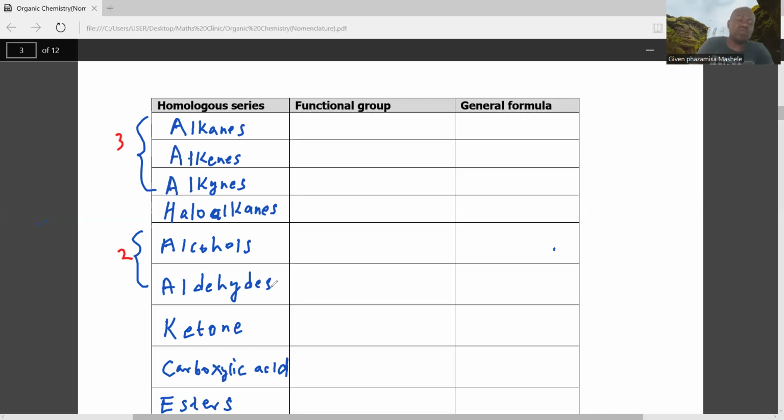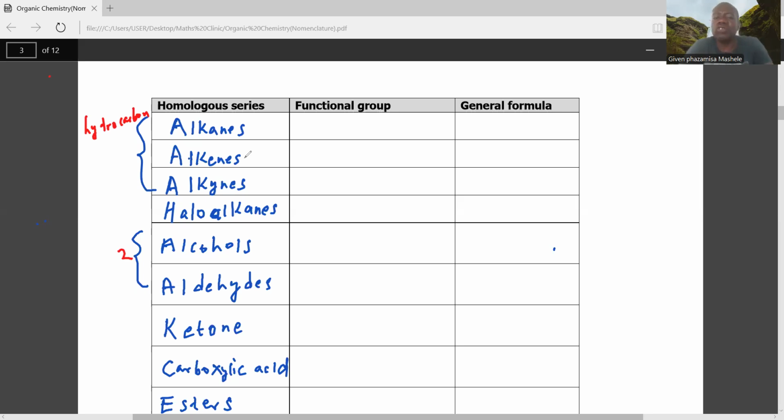Right, I want you guys to listen to me very well. The first 3 homologous series that I've already mentioned, these are hydrocarbons. These are our hydrocarbons. It means these other ones are just derivatives. Why? Because they do not contain carbon and hydrogen atoms only. For example, halo-alkane is not a hydrocarbon because in it we have halogens.